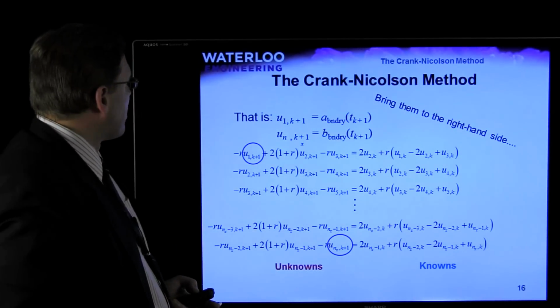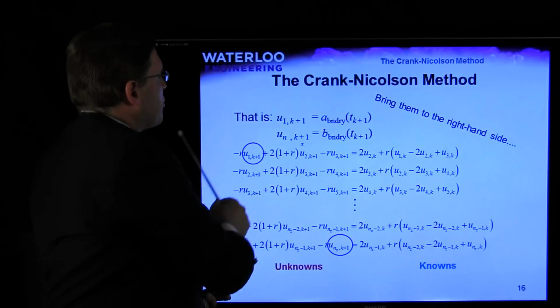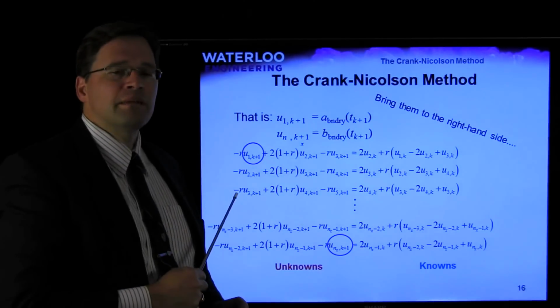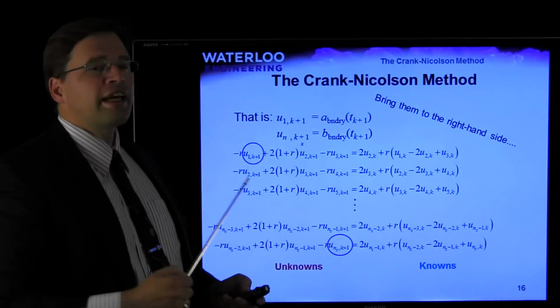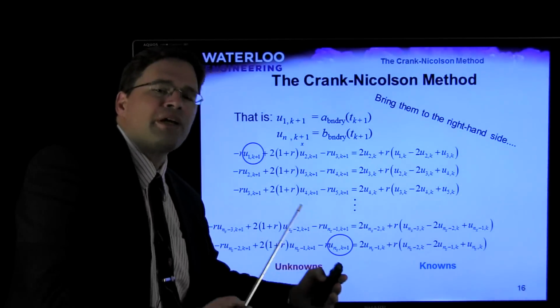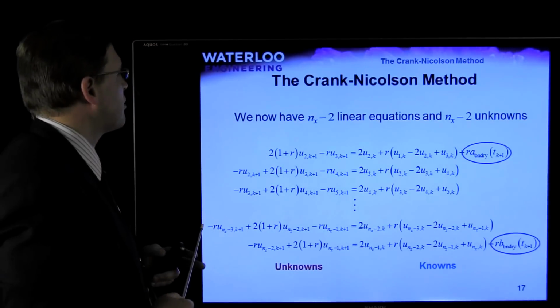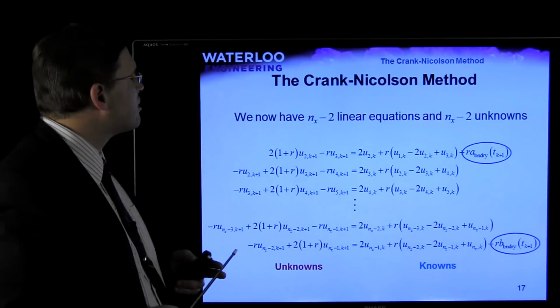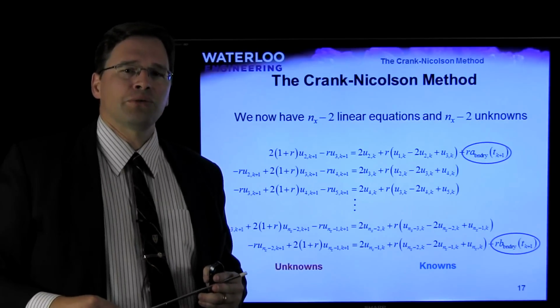So if we know these values, we know that this value is just the boundary condition at the left-hand side at time t sub k plus 1. This boundary condition is just the boundary condition at the right-hand side also at time t sub k plus 1. So let's bring both of those values to the right-hand side of known values. So now we have n sub x minus 2 linear equations and n sub x minus 2 unknowns.